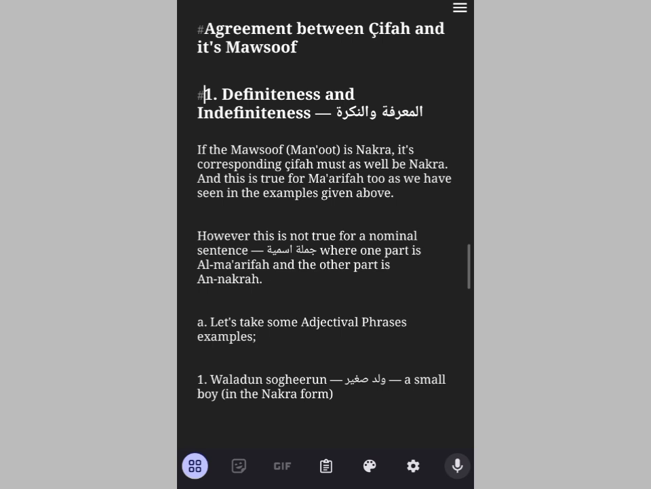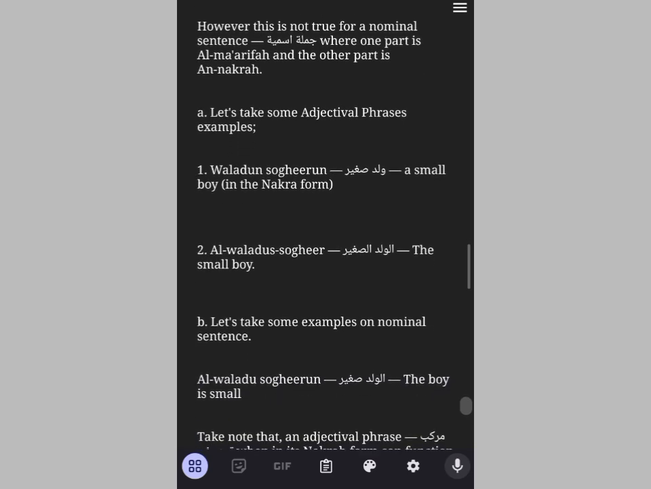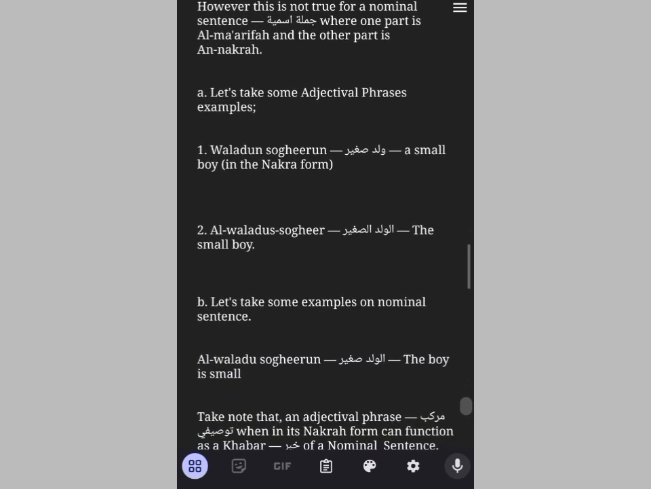And if your mawsuf is nakra, of course your sifa must also be a nakra. Now let's look at some examples here. We have waladun saghirun. Waladun here is a nakra, which is mawsuf, and saghir, which is a sifa, is also a nakra. So waladun saghirun, a small boy. The small boy, al-walad al-saghir. So that is ma'rifah. Al-walad al-saghir, the small boy.